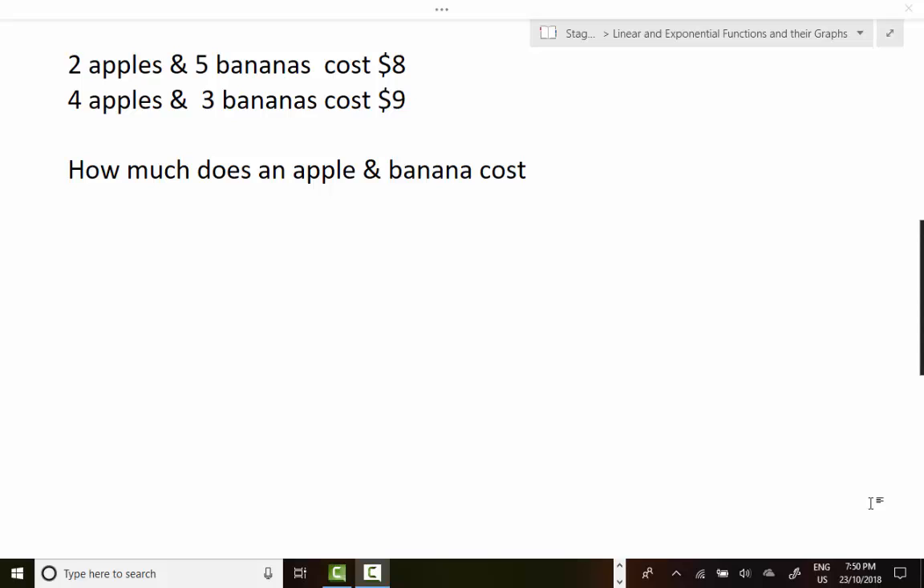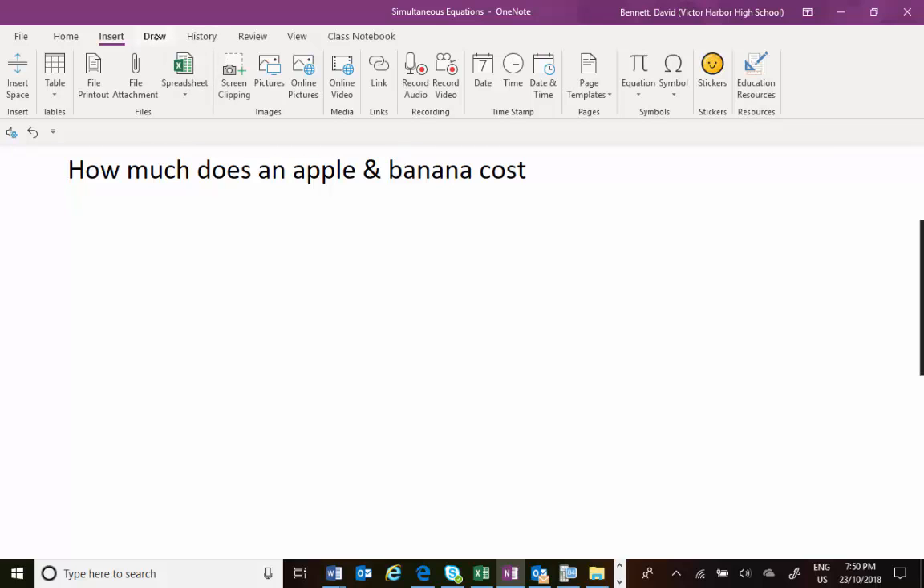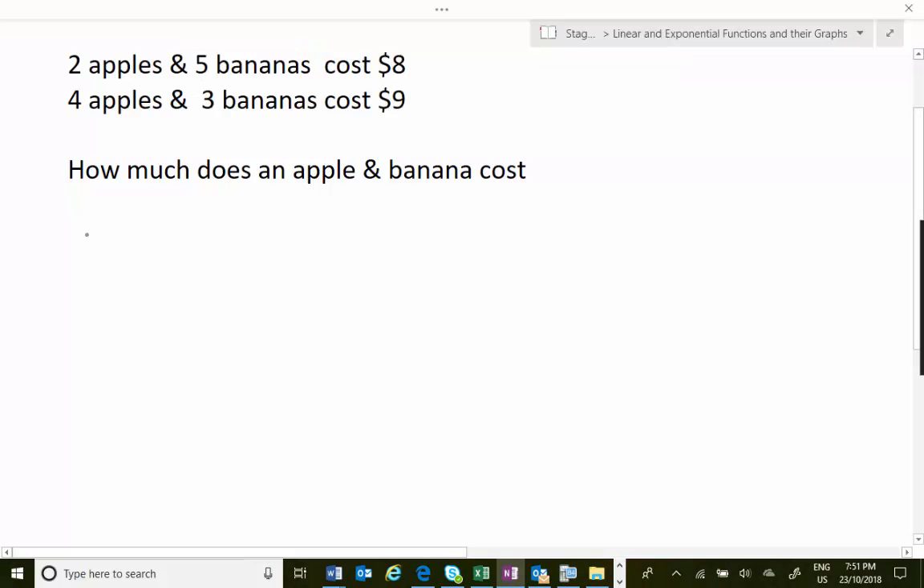G'day guys. In today's video we're going to be looking at a couple of techniques for doing simultaneous equations. The first technique is what we call the elimination method. Let me just get a colour pen. So this one's called the elimination method. Now there are a number of different ways of doing this particular thing.